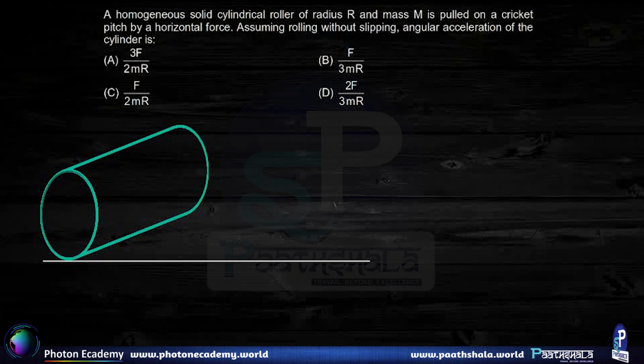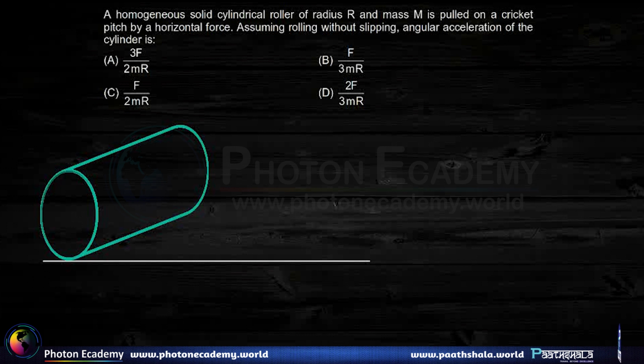A homogeneous solid cylinder roller of radius r and mass m is pulled on a cricket pitch by a horizontal force. Assuming rolling without slipping, the angular acceleration of the cylinder is given by what?